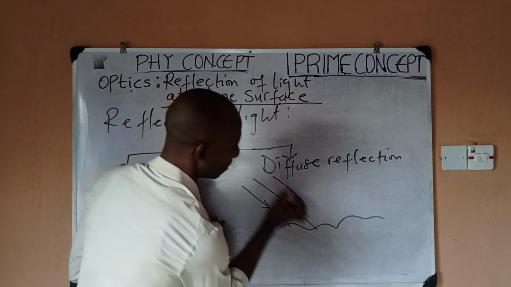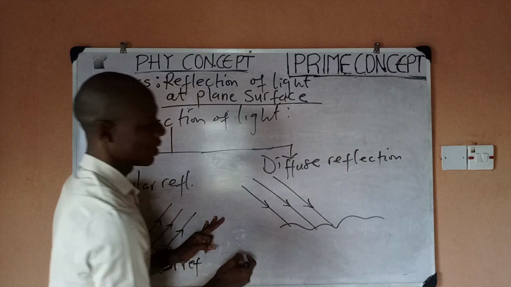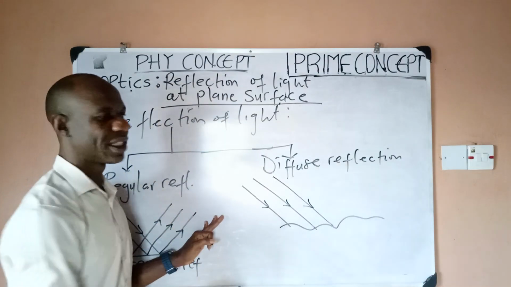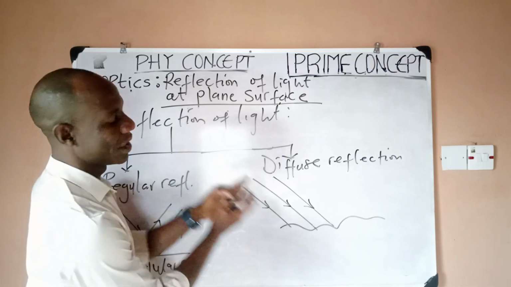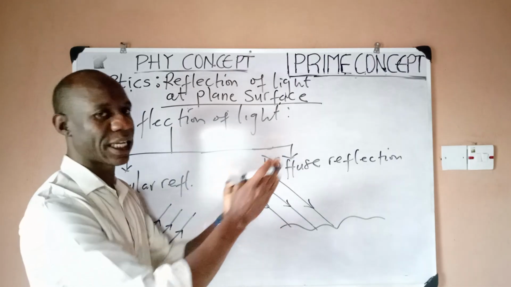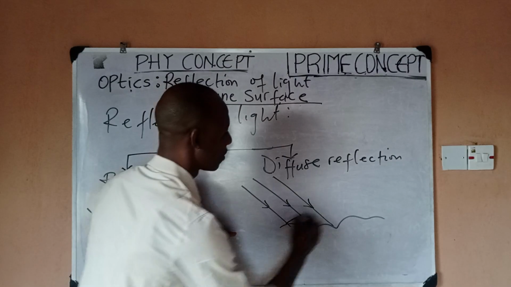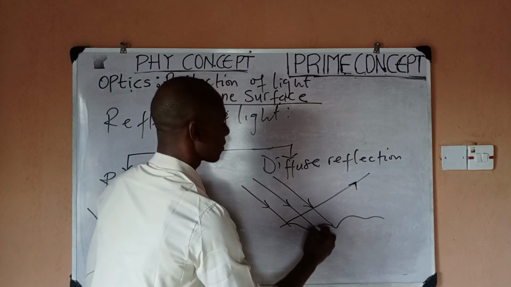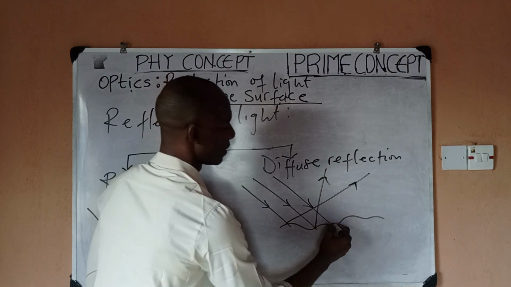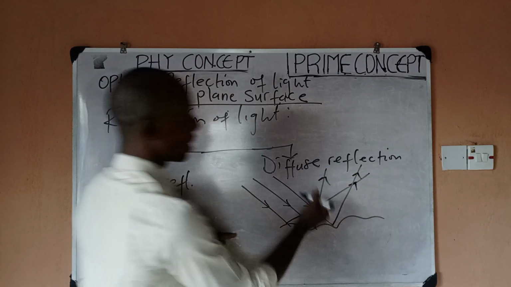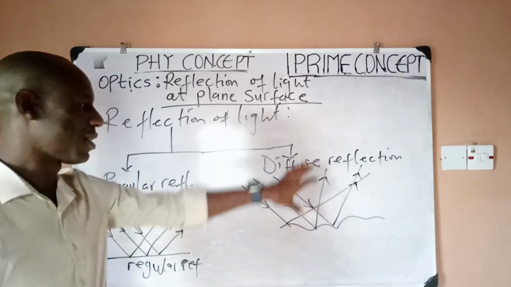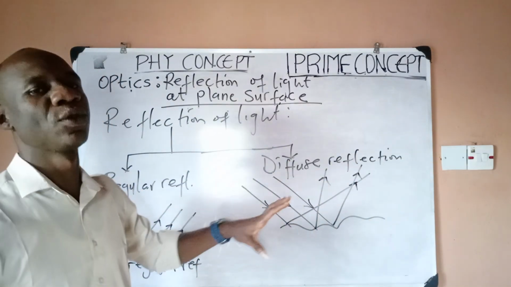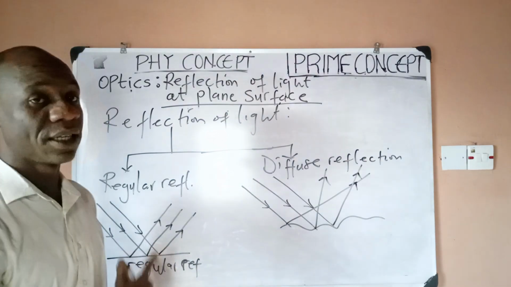We have a parallel beam like this, incident. So what makes it diffuse is that when they are reflected, they are no longer parallel to each other, even though the incident will be parallel, the reflected is no longer parallel. So you have something like this. You can see that this reflected beam is no longer parallel. So that is why we call this a diffuse reflection. So I believe this is very clear.